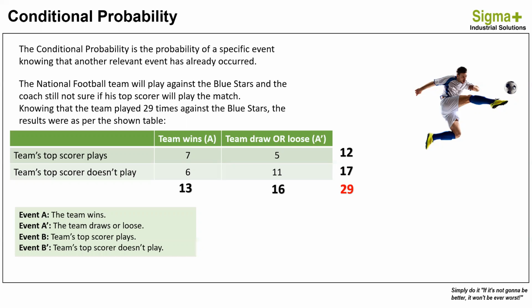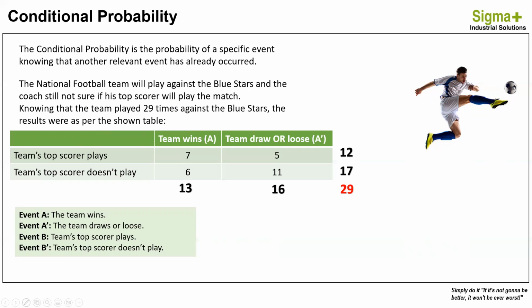So the example is about a football team that will play a football match, and it's known that the team used to win with the participation of its top scorer player. So there is a condition that improves the occurrence of winning the match subject to the participation of the top scorer player. So the national team will play against the Blue Stars club, and the coach is still not sure that his top scorer will play the match. Knowing that the team played against the Blue Stars 29 times, the results were as per the shown table.